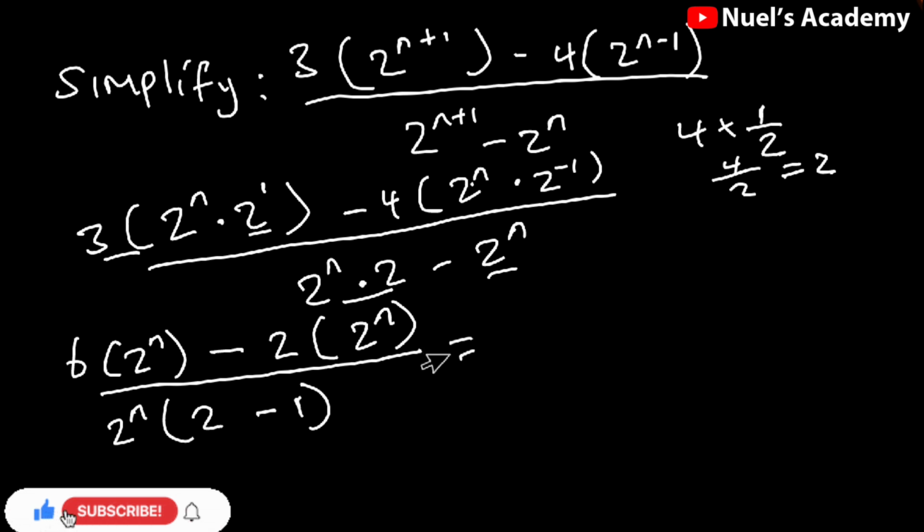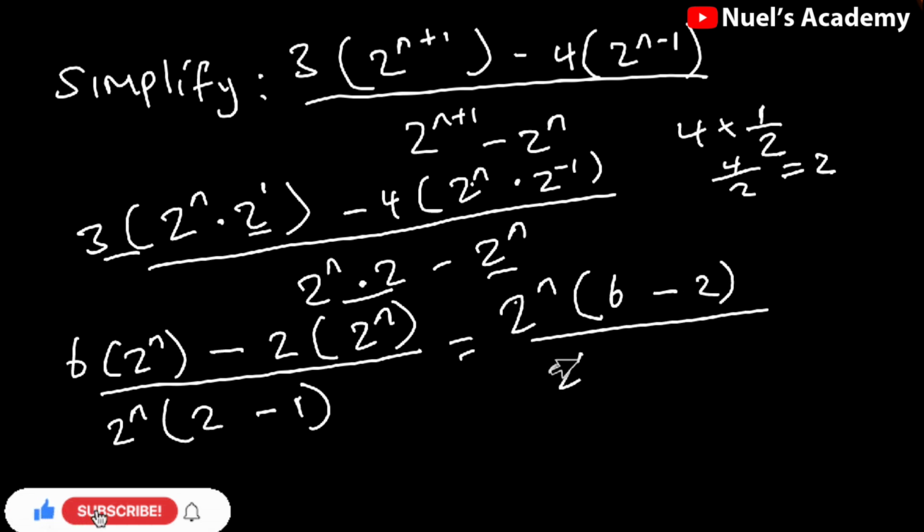So this will give us, let's factor out 2 raised to the power n from the numerator. So we have 2 raised to the power n into 6 times 2 raised to the power n divided by 2 raised to the power n, we will be left with 6, then minus 2 times 2 raised to the power n divided by 2 raised to the power n, we are left with 2. Then we have over 2 raised to the power n into 2 minus 1 is equal to 1.